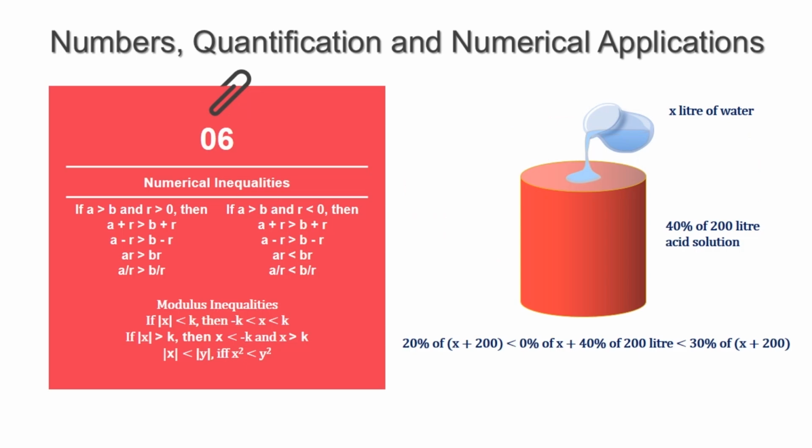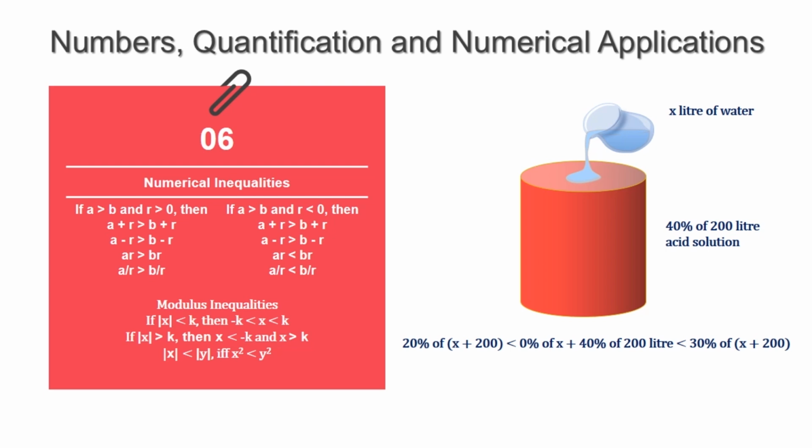Next, numerical inequalities. In this, only when you are dividing or multiplying by a negative number will the inequality change. Remember, otherwise it is the same as equations, how we simplify. Modulus inequalities, remember the formulas. When |x| is less than a constant k, the value of x will be between -k and k. If |x| is greater than k, then x will be less than -k or x is greater than k. Remember these two to solve modulus inequality questions.